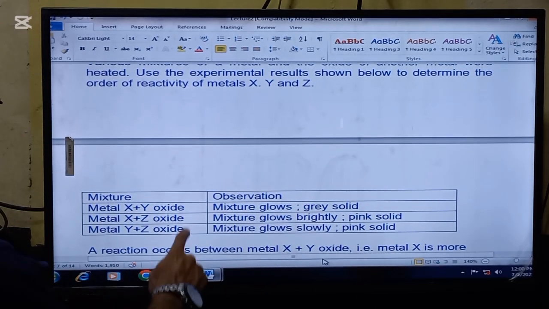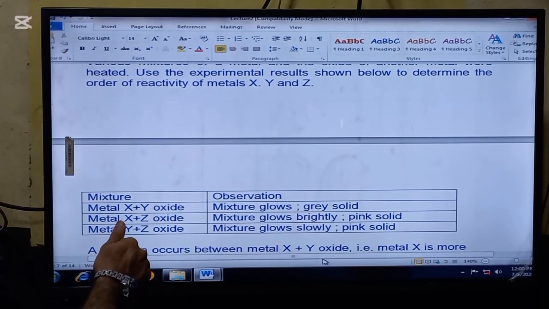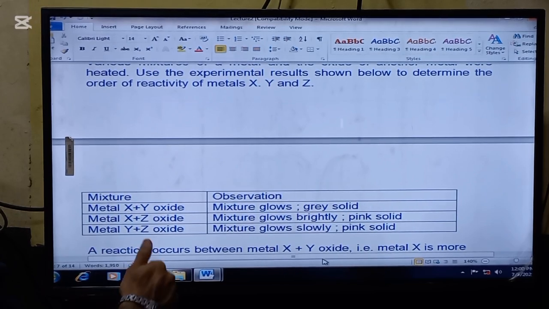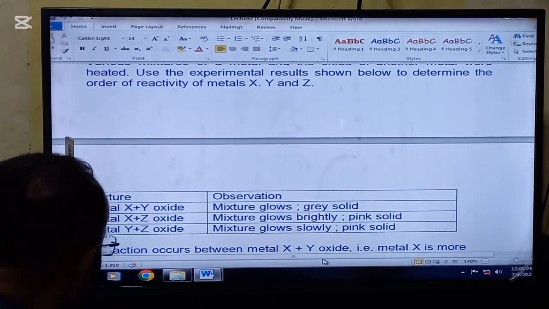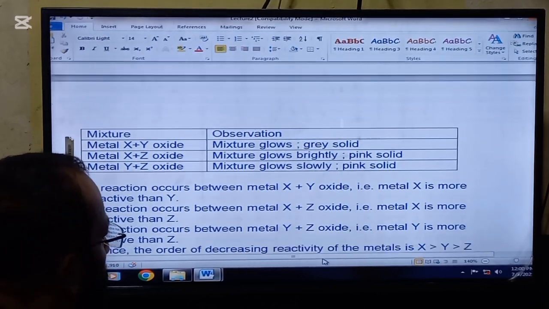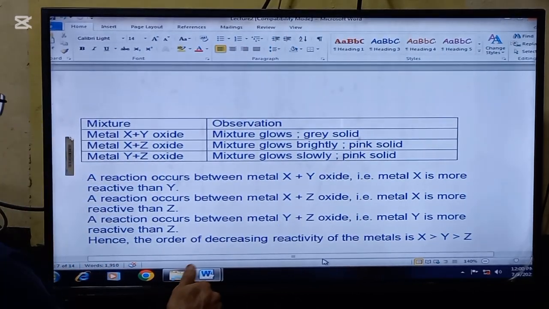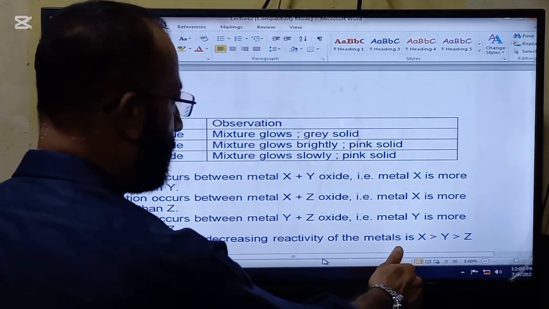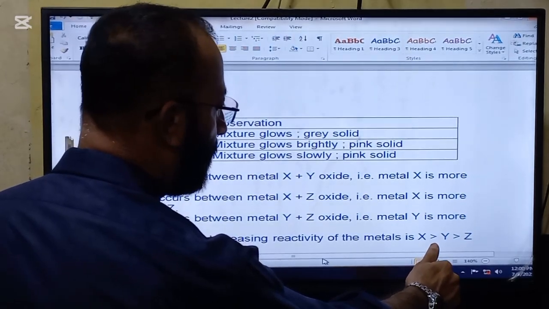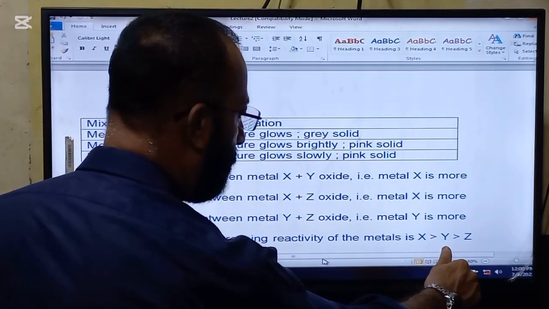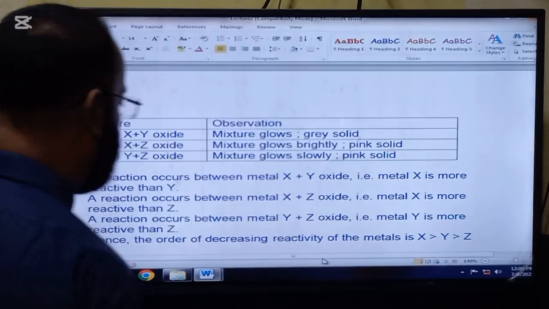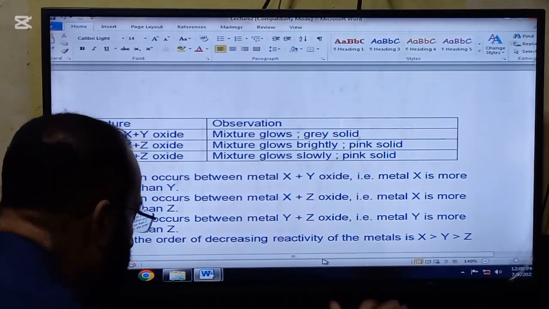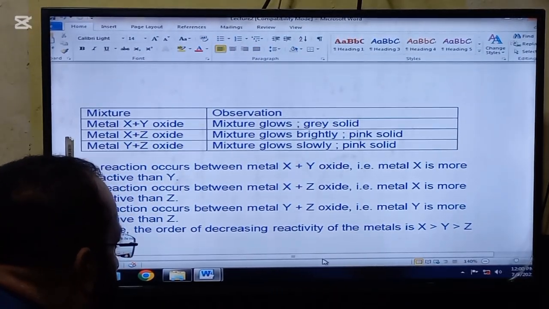So from the table you can see X is the most reactive, then Y, and finally Z. Hence the order of decreasing reactivity of the metals is X is more reactive than Y and Y is more reactive than Z. So this is the decreasing reactivity order.